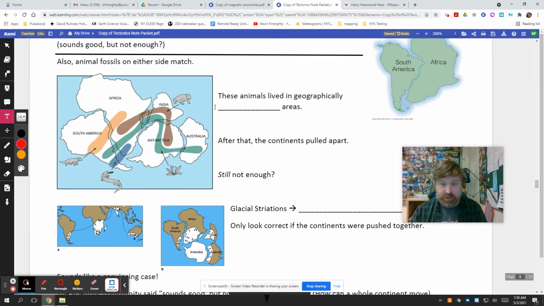These animals lived in geographically small areas, and after that, the continents pulled apart. It wouldn't make sense that this little critter here would specifically live only in this part of South America and this part of Africa if they were always separate. That wouldn't make much sense. If they're together, it does make sense. Animals live in little small regions, and that's that. So by matching up all of these, not only do the fossils match, but the shapes of the continents match, and other things. Is that still enough?